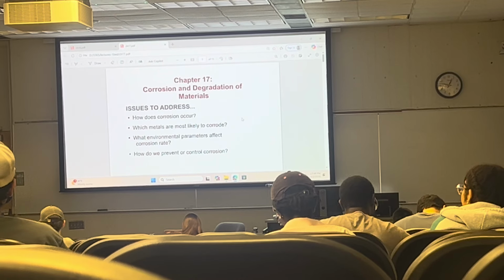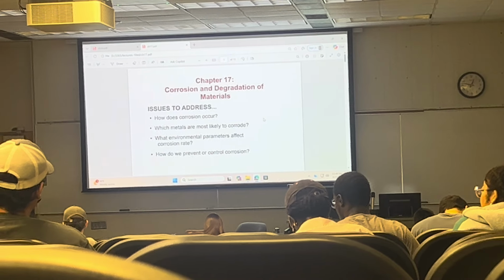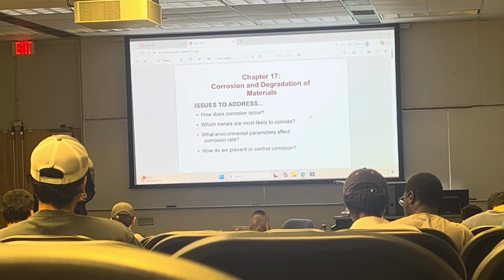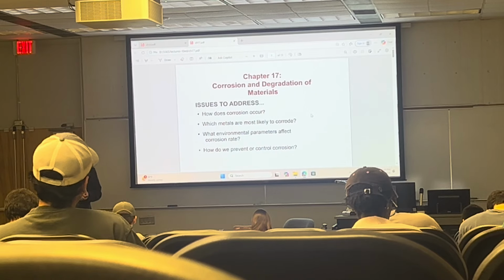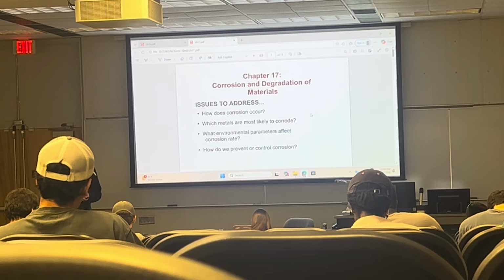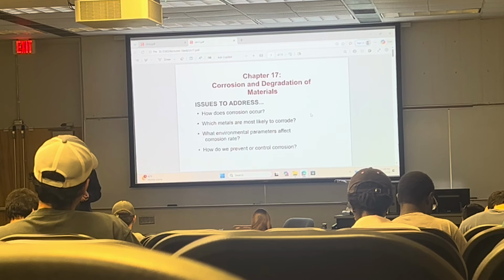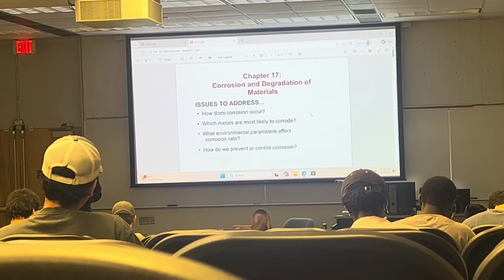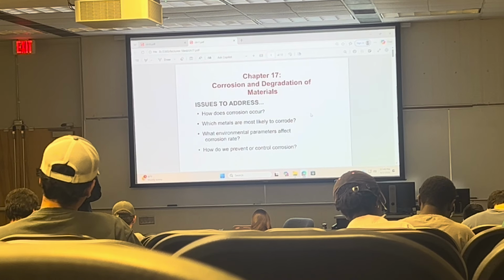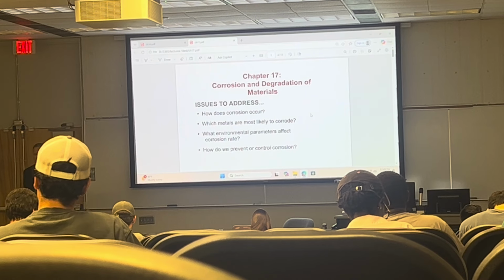Is there a reason to purposely cause rust on certain items? Because I have a knife and it purposely creates a thin layer of rust. I think it's to protect the knife more than anything. You ask a very good question.